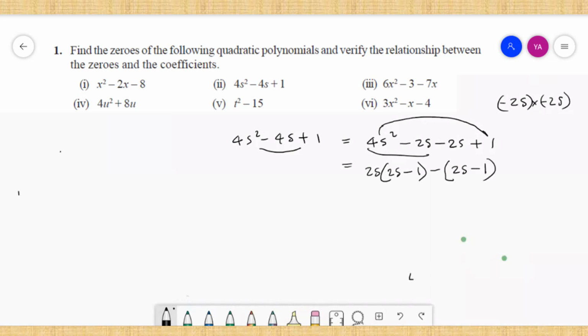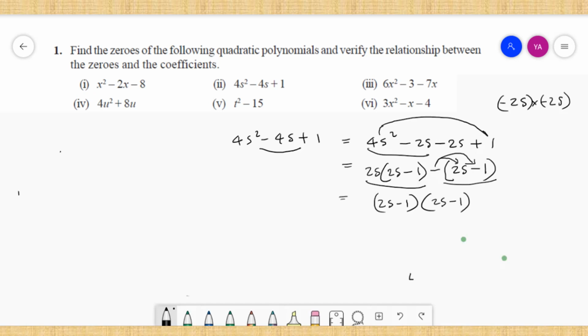Just think in reverse. If you apply the negative to both terms inside the bracket, minus 1 into 2s becomes minus 2s, and minus 1 becomes plus 1, which takes you back to the top line. In the next line, you can take 2s minus 1 outside the bracket. So inside the bracket, what will be there? 2s minus 1. Very good.